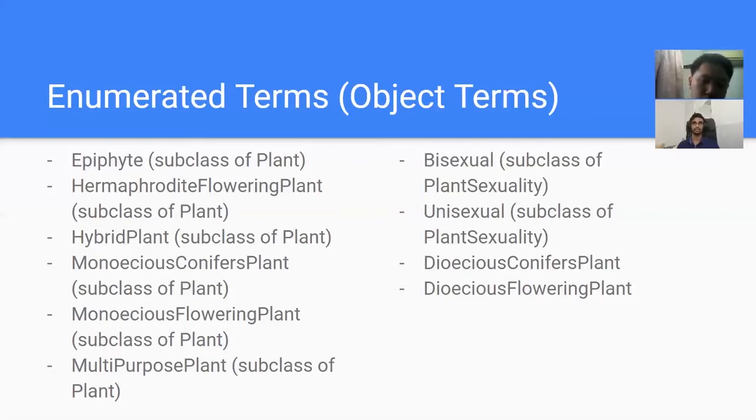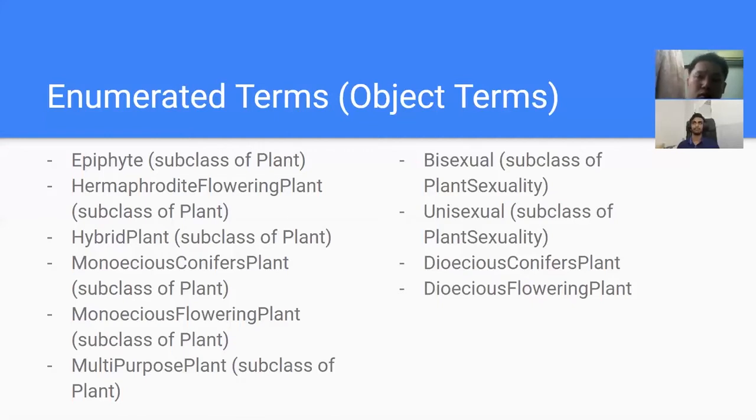Unisexual is also a subclass of plant sexuality. Unisexual plants are plants that contain male and female reproductive organs in separate flowers. We classify a plant as unisexual when it only has either one of female conifer, male conifer, female flower, or male flower.